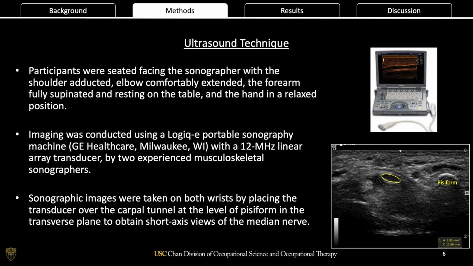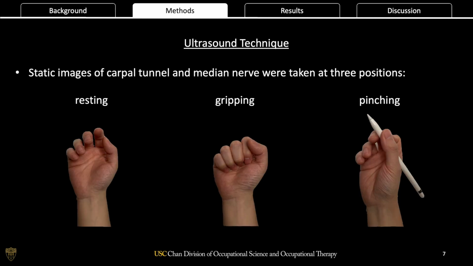All participants underwent an ultrasound examination in a seated position with the shoulder adducted, elbow comfortably extended, forearm fully supinated resting on the table, and the hand relaxed. All images were acquired with a 12 MHz linear transducer. Sonographic images were taken on both wrists at the level of the pisiform to obtain the short axis views of the median nerve. 3 hand positions were used in this study.